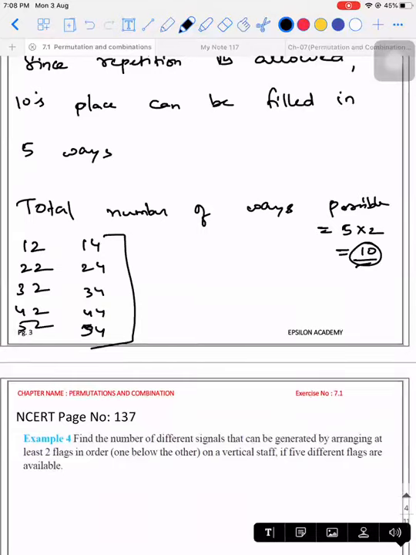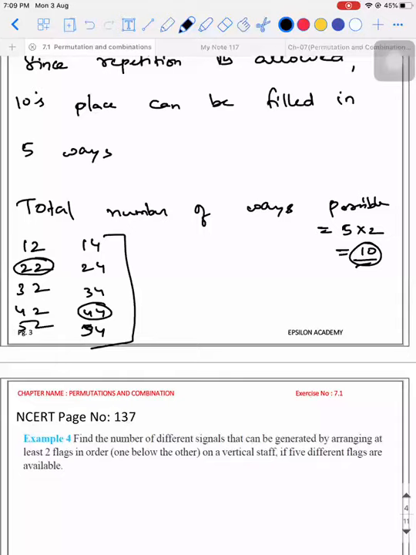Now I am changing the question. If they use the words repetition is not allowed, then what will be your answer? It is not 6. Where are the digits getting repeated? 22 and 44. So out of the 10 possible numbers, which ones should you remove? 22 and 44 should be removed. So how is it possible?